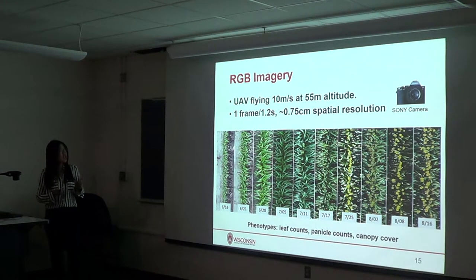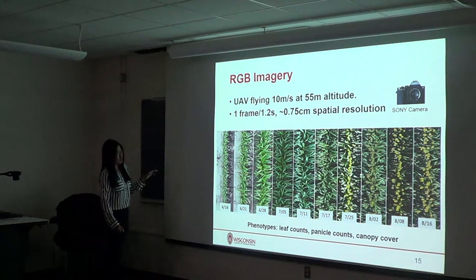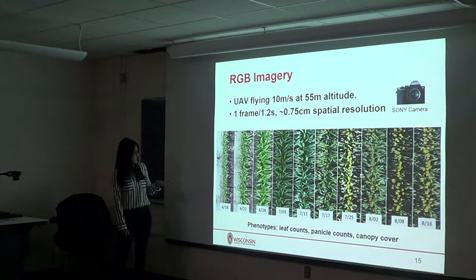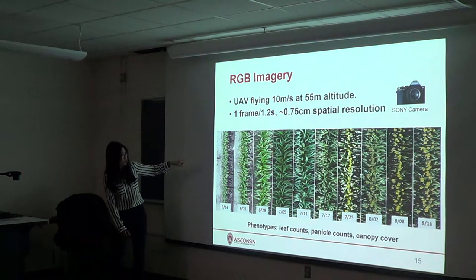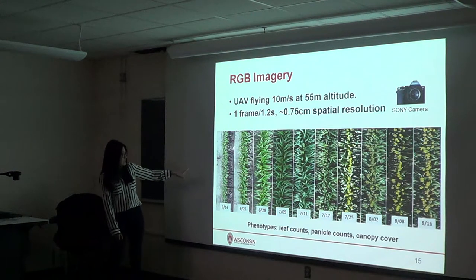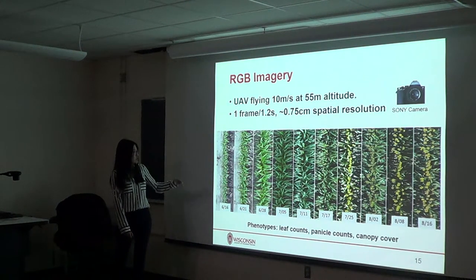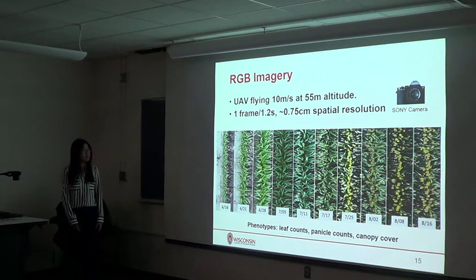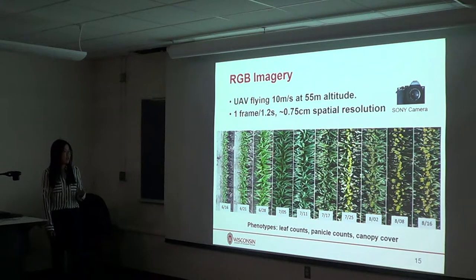The three-band RGB high-resolution imagery was collected, which gives us better than 1 centimeter spatial resolution. Over the growing season, we collected data almost weekly or bi-weekly, and you can see that as time goes on, more leaves come out and also the panicles come out. Important phenotypes like leaf counts, panicle counts, and canopy cover can definitely be derived from such high-resolution RGB imagery.